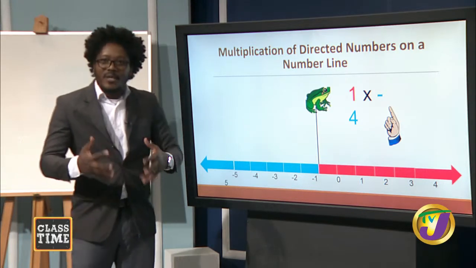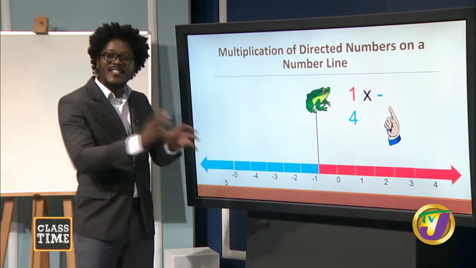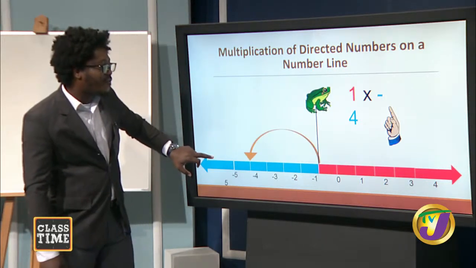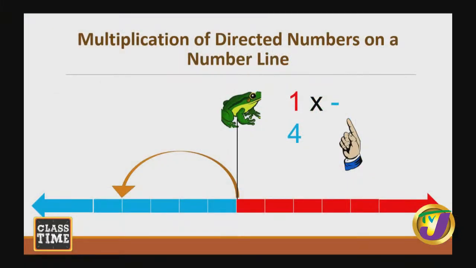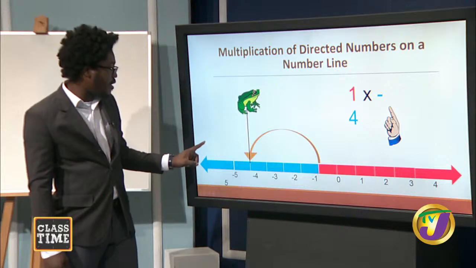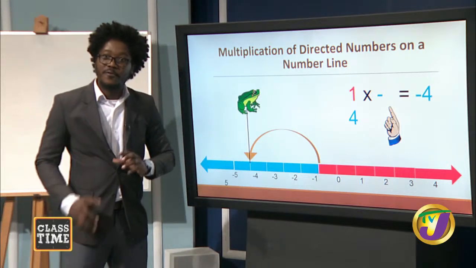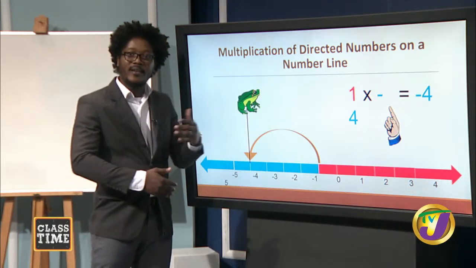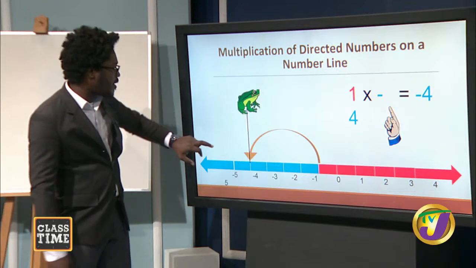Sweet. We definitely will be jumping backward because our directed number in this example is negative. So our Froggy is going to take 1 jump back, and remember, he jumps and clears 4 spaces. So he lands on negative 4. So we realize that our result is negative 4. 1 multiply negative 4 gives us negative 4. Let's check out another example.